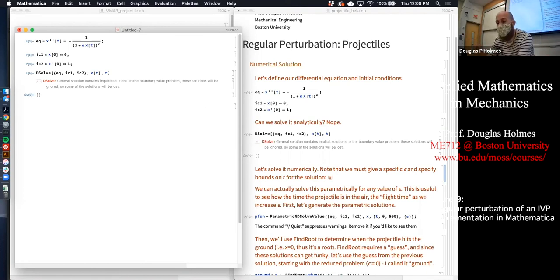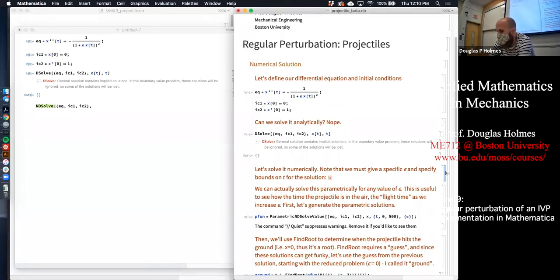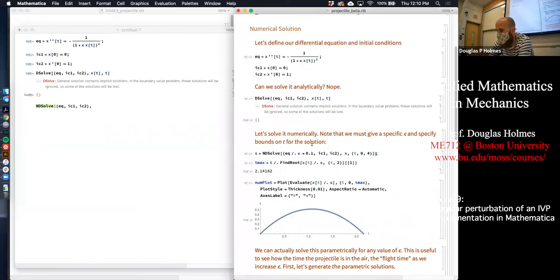To solve it numerically, we would write NDSolve, the numerical differential solver, and I think it's the same notation. You give it the list of equations, I see one, I see two, and then I don't want to get this wrong, so let me just remind myself. Okay.